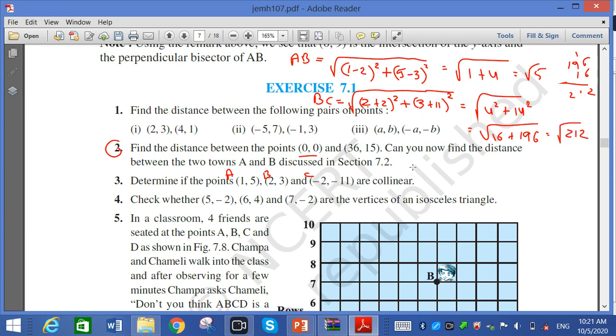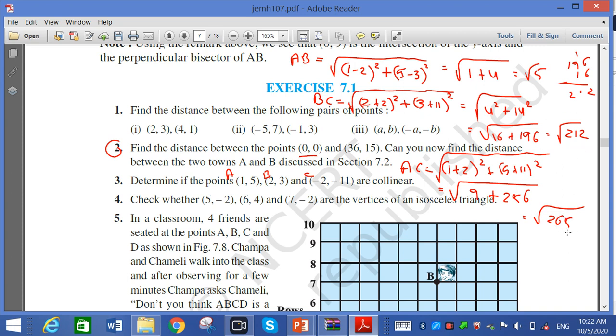Now I have to find out AC. So 1 minus minus plus, so (1 plus 2) whole square, and 5 minus minus 11, so plus, (5 plus 11) whole square. So 1 plus 2, 3 square is 9, 16 square is 256, that is 265. So root 5, 2 root 53 and root 265. If I have to add these, then we will get the third.